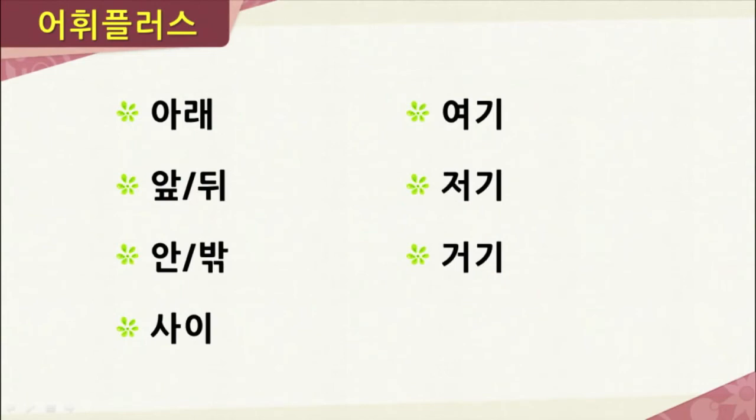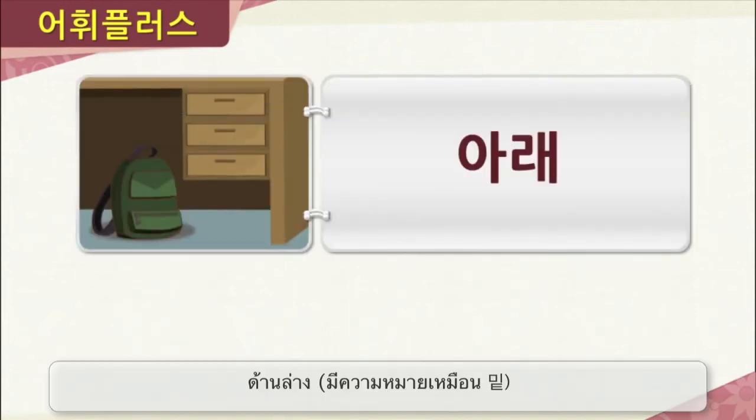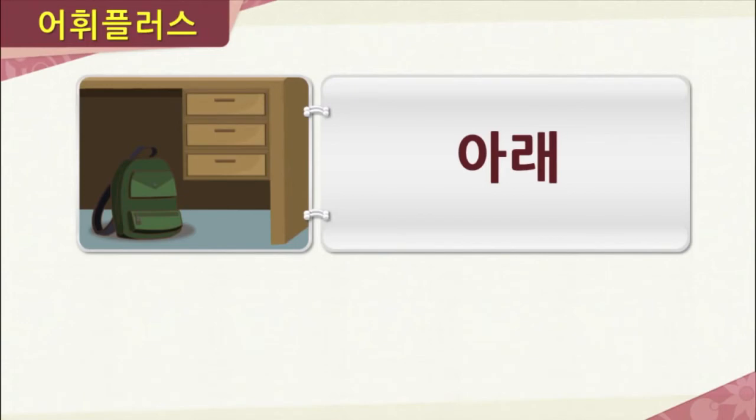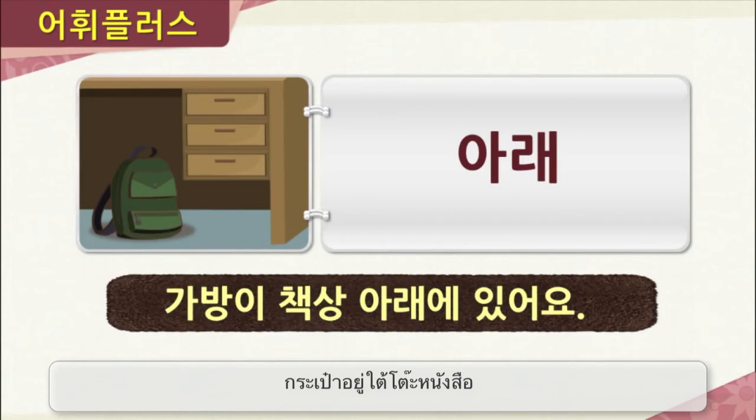Now we move on to the vocabulary plus section. In this section, we will look at a few more words that indicate the location of something. Now let's get started. Our first word here is 아래. Now in the picture here, where is the bag? You can see that the bag is under the desk. So in Korean, we would say 책상 아래, meaning below the desk. So if we make this into a sentence, we would say 가방이 책상 아래에 있어요.